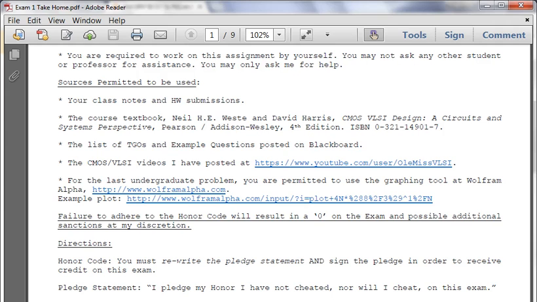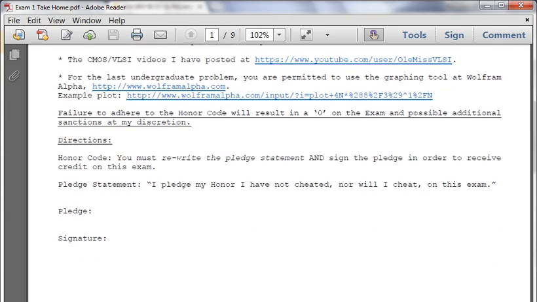The other thing important to note, this honor code statement here: you must rewrite the pledge and sign the pledge. So here: I pledge my honor, I have not cheated, nor will I cheat on this exam. You must rewrite it in your own handwriting, and then sign it. If you do not do that, I will not accept your exam.